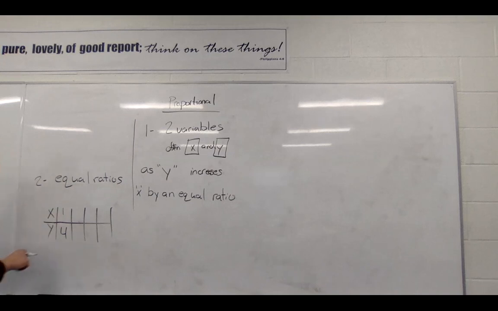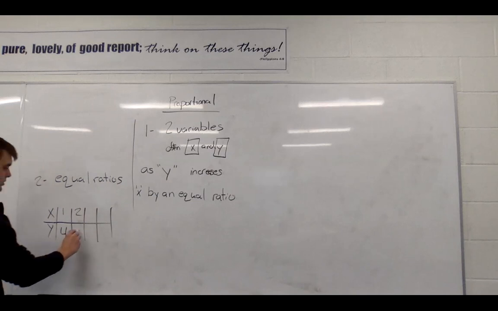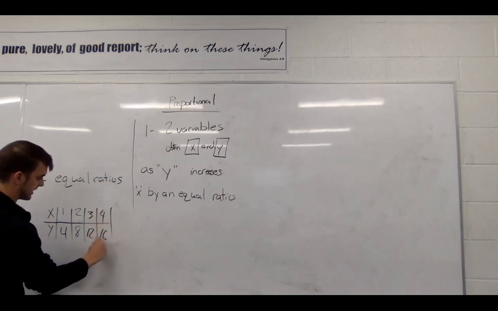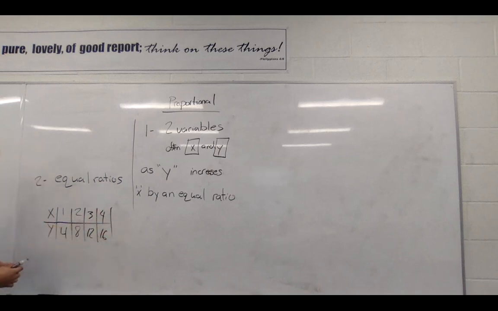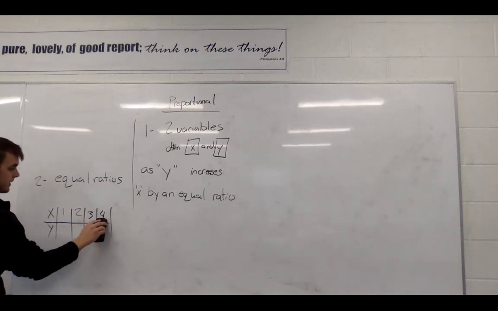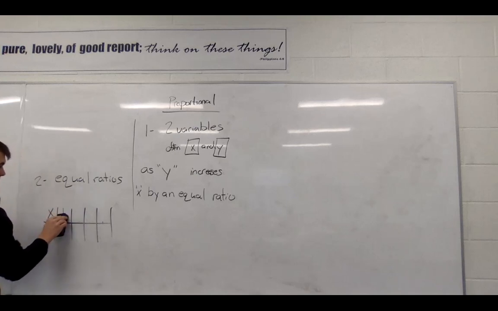So if x is 2, what does y have to be to be proportional? 2/8, 3/12, 4/16, all of these things reduce down to 1/4. So equal proportions, equal ratios, which pretty much means they increase by the same amount.